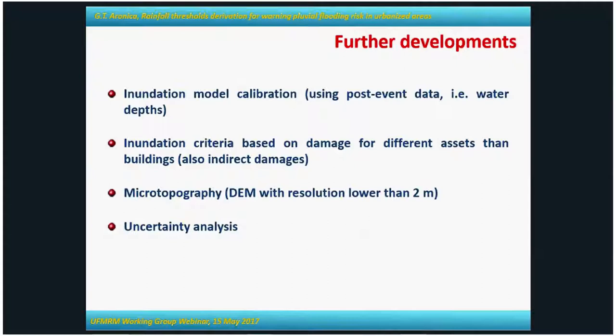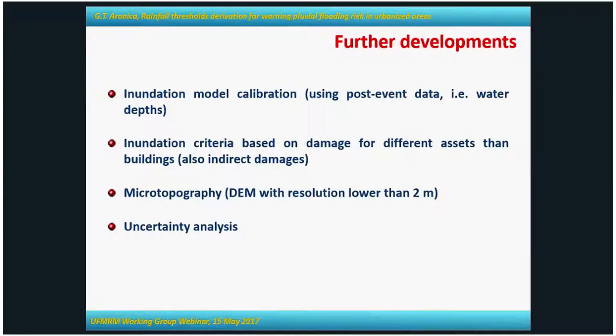The DEM is 2 meters resolution, but for this kind of area, more detailed information can be derived from microtopography. This means a DEM with 10 centimeters or 20 centimeters resolution. Last but not least, if you go back to the plot of the rainfall threshold, you see the points are quite scattered along the single red line.